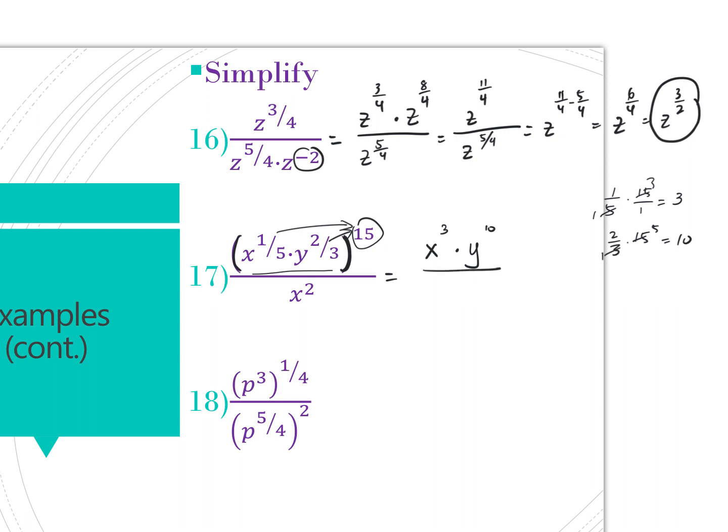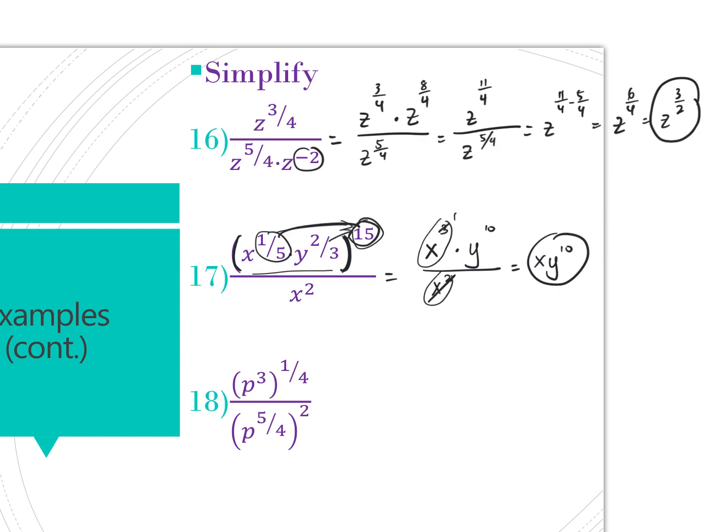So even though it looked really complex here, when I took the power to the power and multiplied those, I ended up getting exponents that were integers. And then down here I have an x squared. So again, I've got 3 x's up top, 2 at the bottom. I know these two are going to cancel, and I'm going to be left with x to the first up top and y to the 10. And that's going to be my final answer on that one. And so that's how we do that.